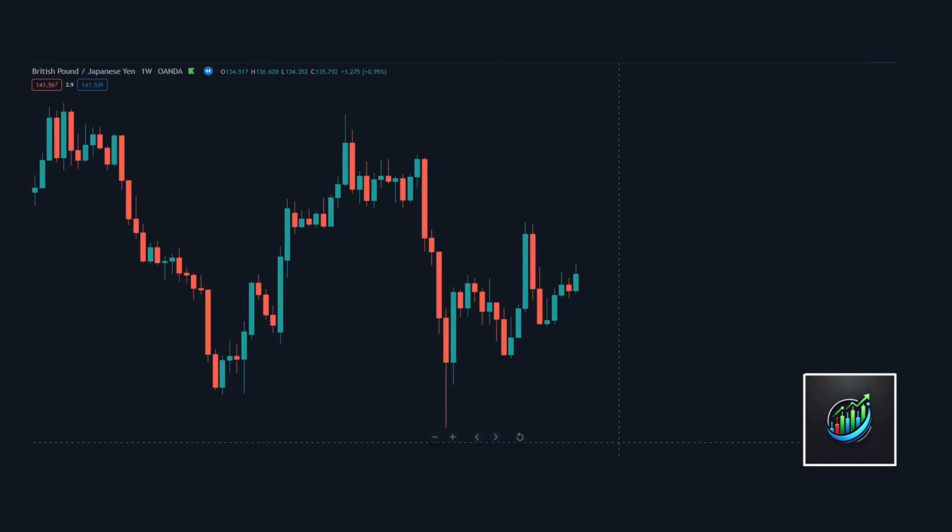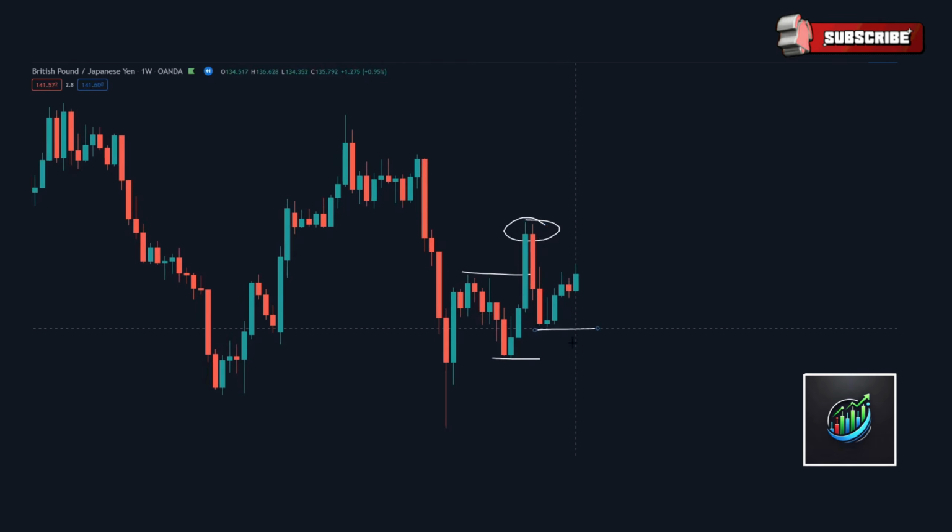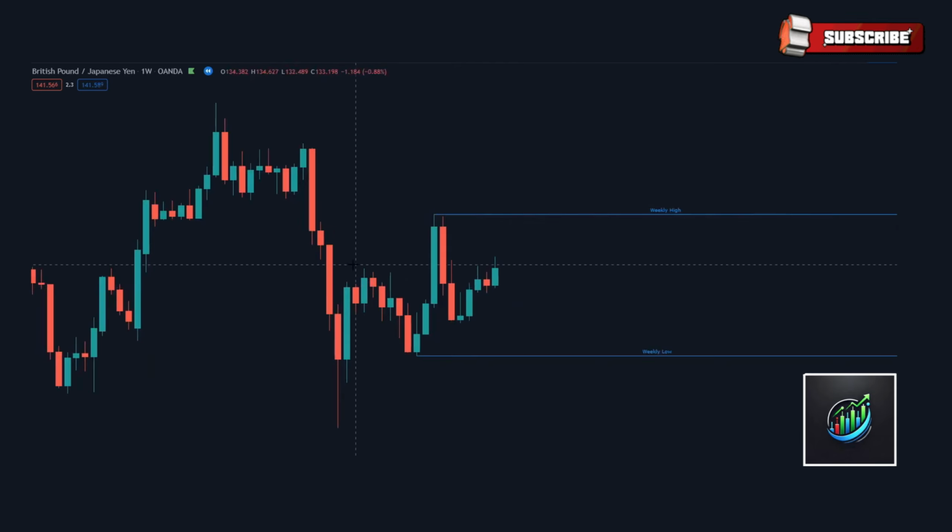What we can see when we look at the weekly chart is price created a high and it created a low. It broke that high impulsively and is now forming a potential higher low. So what we can gain from that is that price is moving to the upside. We can see that price impulsively broke this structure.